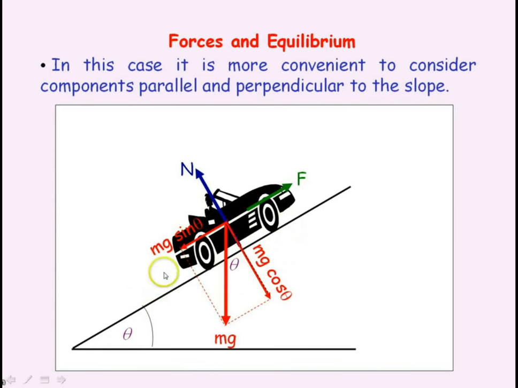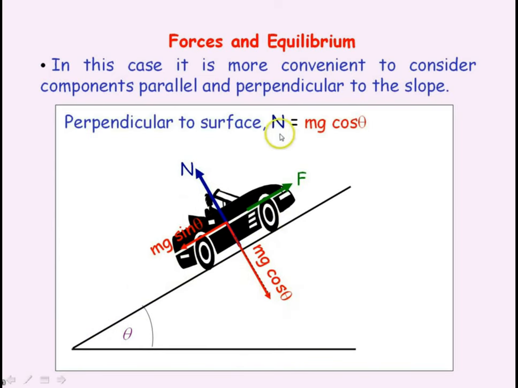As I said before, we can now replace our weight with our perpendicular and parallel components. If we look perpendicular to the slope, we can see that our normal reaction must equal the perpendicular component of weight, so N equals mg cos theta. And parallel to the slope, force F must equal the parallel component of weight, so that is mg sine theta.